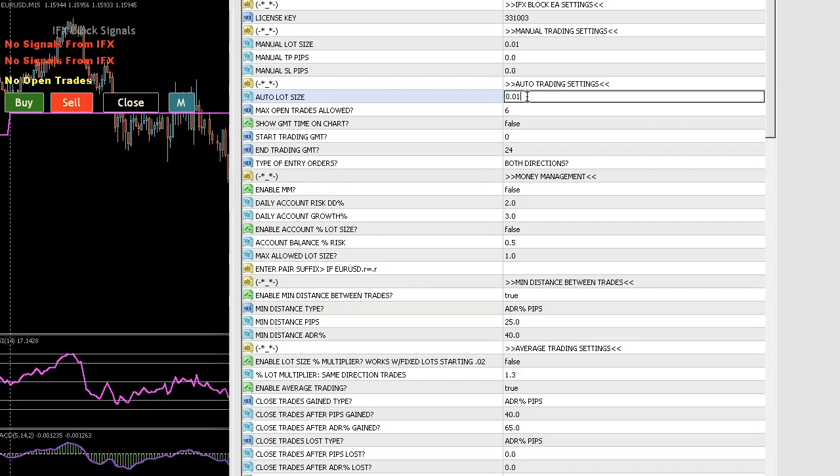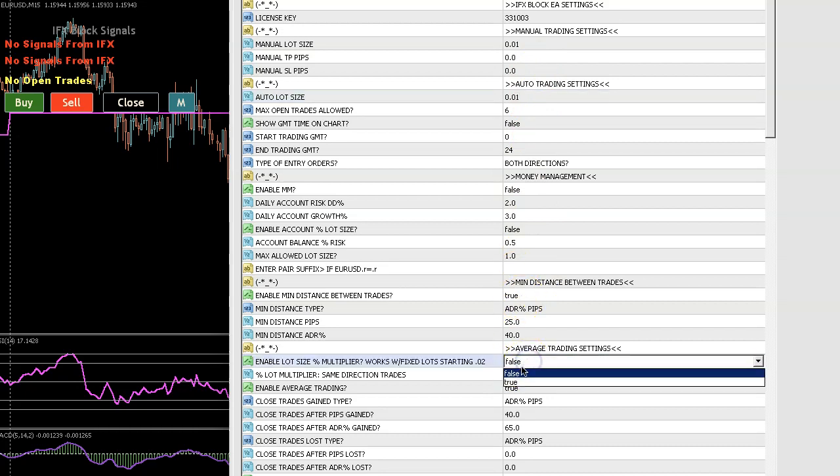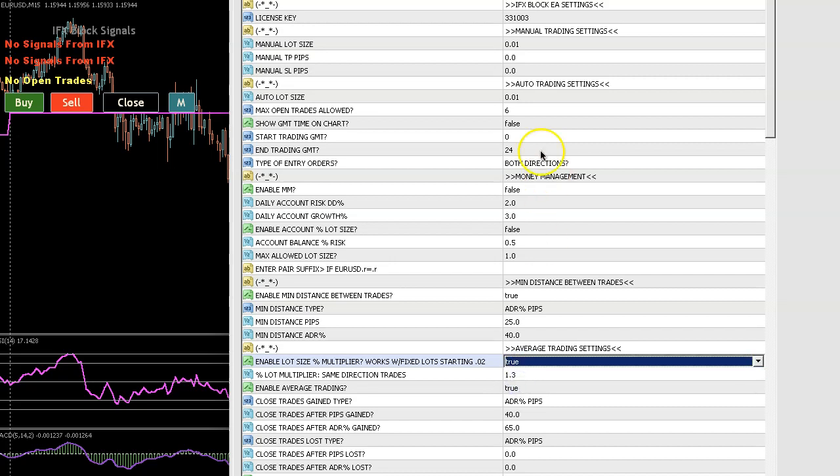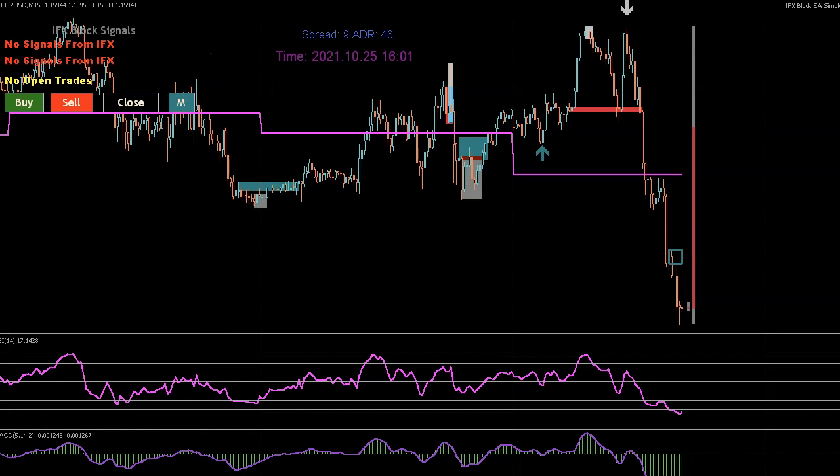So what we want, this could be something risky. You don't have to do it if you don't want to. You can just keep the same lot sizing. So if you want to keep the same lot size, you just keep it to false. And if you want to multiply your lot sizing starting at 0.02, then it's going to keep adding lot size at different lot sizing pretty much.